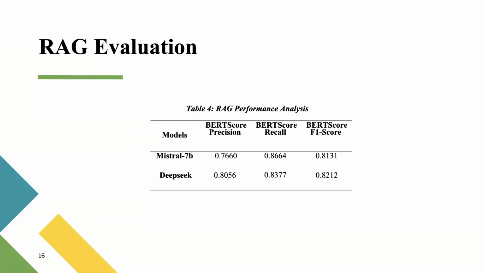So our RAG approach was evaluated with BERT score. It achieved an F1 of 0.813 using Mistral and 0.821 with DeepSeek augmented retrieval, confirming the value of curriculum aligned context in reducing hallucination and improving accuracy.